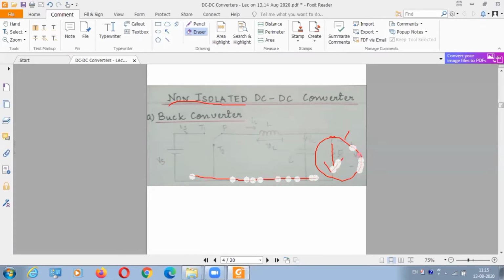Generally in SMPS, whatever SMPS we are using, those are isolated DC to DC converters. If suppose your SMPS is used as a non-isolated one and the SMPS gets short, then the full motherboard, everything will be short circuited at the same time. So in SMPS, in order to provide extra protection to the circuit, I'll go for isolated cases.